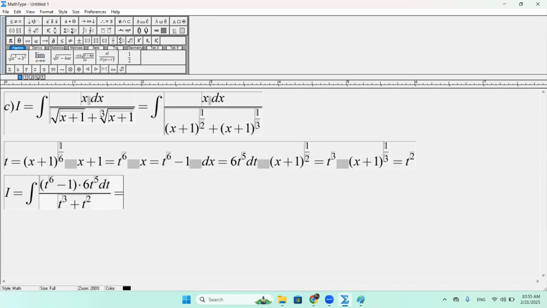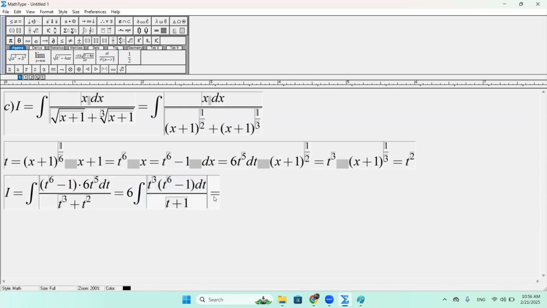Now let's simplify this integral. So I will move 6 out of brackets. This integral is simpler than the previous two. So I can cancel t square, so t plus 1, and here t cube by t in power of 6 minus 1 dt. And we can also eliminate the denominator. How can we do it?